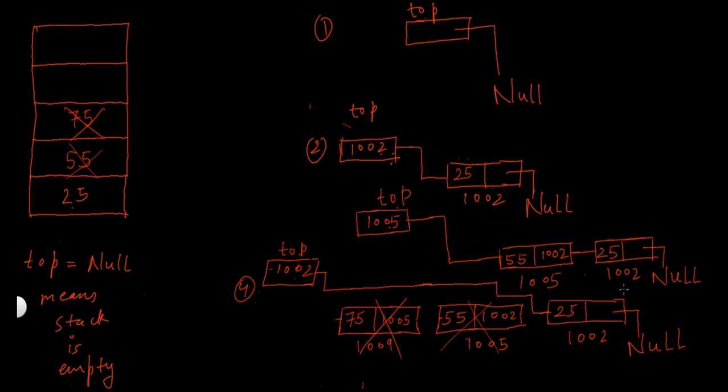Now if I delete this node also, then the last element in the stack will get deleted. The stack will become empty, and in that case, top will be equal to null.